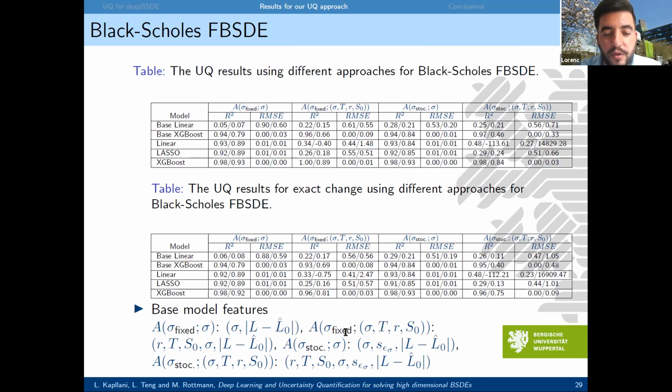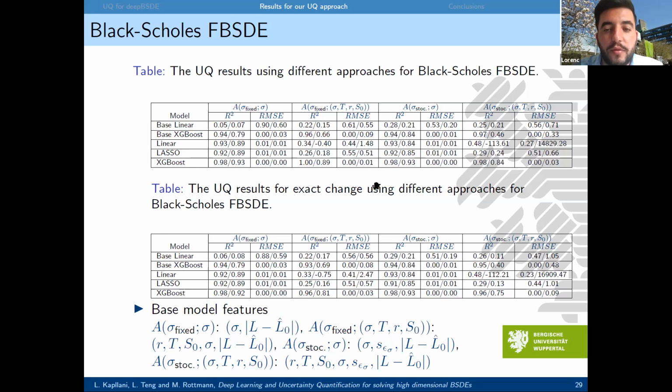For example, when we have the fixed perturbation and other terms that we are varying, like sigma, T, R, and S0, we also add these in the baseline models. As I told you, the baseline models are only without this gradient information, so it's the first line here and the second line here. The other 3 models are where we also add this gradient information. The first part here represents the training sample, and the other one is for the testing sample. Then we have the RMSE and so on.